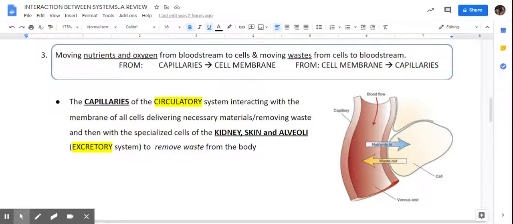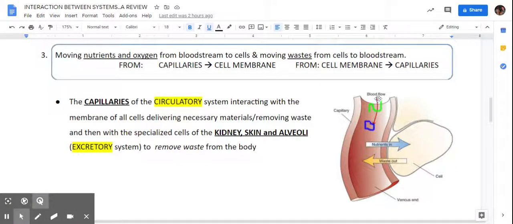So that's the first half of this. The capillaries of the circulatory system are interacting with the membrane of the cells to deliver these nutrients and oxygen. What will happen is, traveling through our blood, we're going to have lots of nutrients because we exchange them in our villi, and we exchange them from our villi to our capillaries in our digestive system. We're also going to have a lot of oxygen because, again, we exchange that with our alveoli in our lungs.